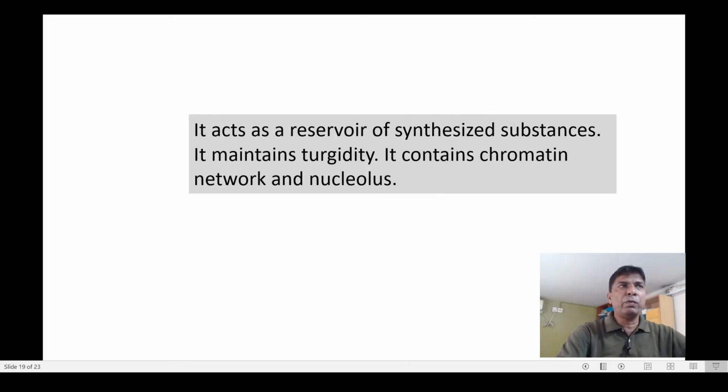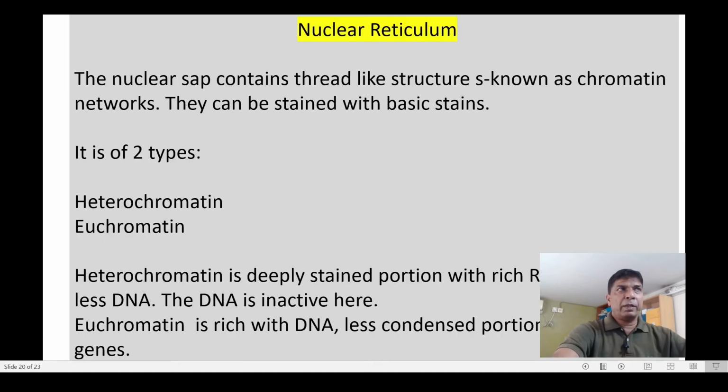Now actually the nuclear sap or nucleoplasm acts as a reservoir of synthesized substances. It maintains the turgidity, and it contains the chromatin network and the nucleolus. The nuclear sap contains a thread-like structure known as the chromatin network, and this chromatin network can be observed if we use any basic stains like hematoxylin, orcein, carmine, etc.